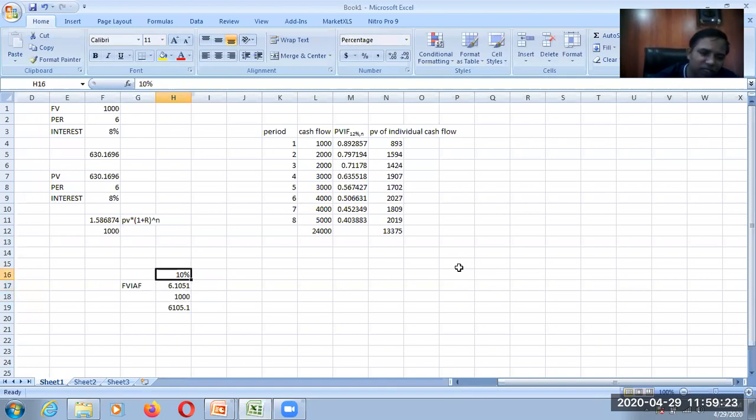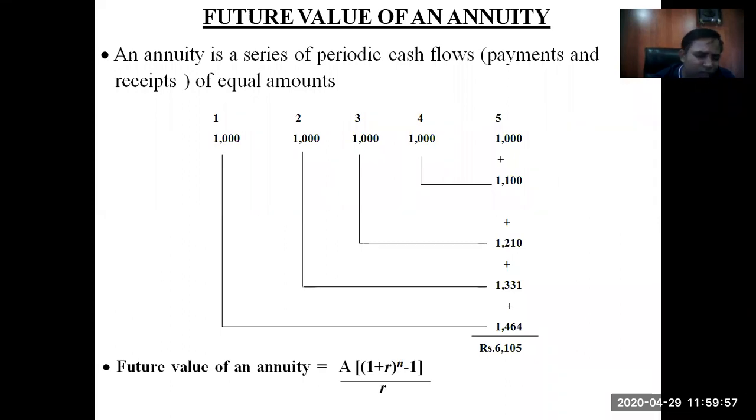So it becomes 6.1051. If I change this rate of interest, let's say for example from 10 percentage to 12 percentage, it will be 6.352. So if I am compounding it at a higher percentage, I will be getting more amount after 5 years. If it reduces from 10 to 8 percentage, we will be able to generate only 5,866 rupees if my amount has been compounded at 8 percentage per annum. So this is all about the annuity factor, future value interest annuity factor.